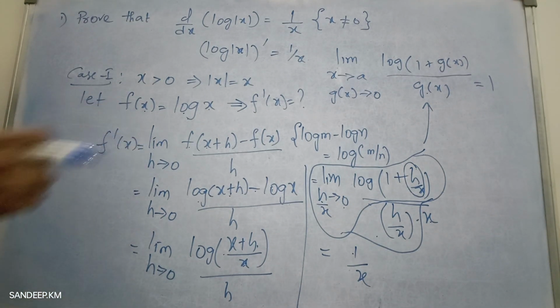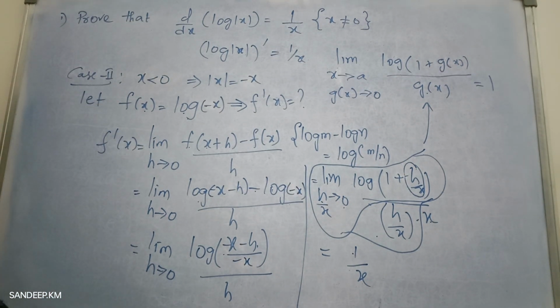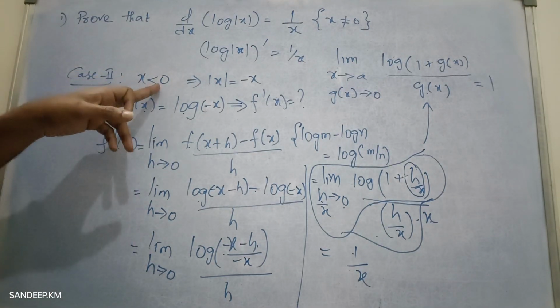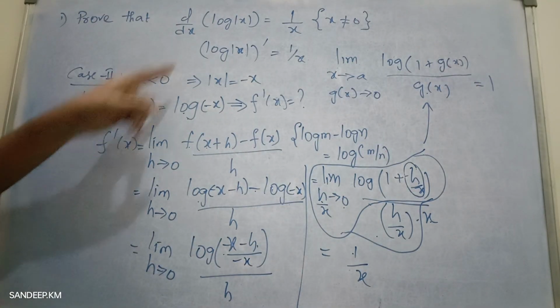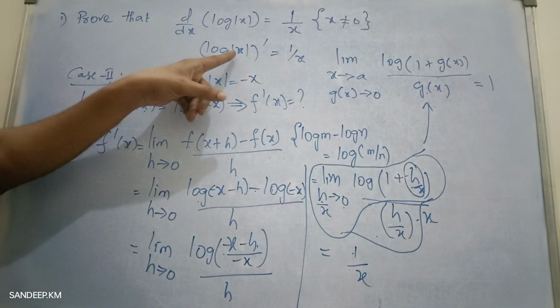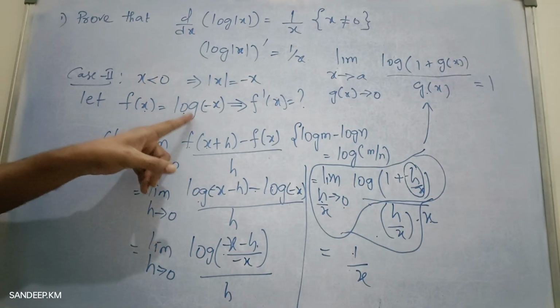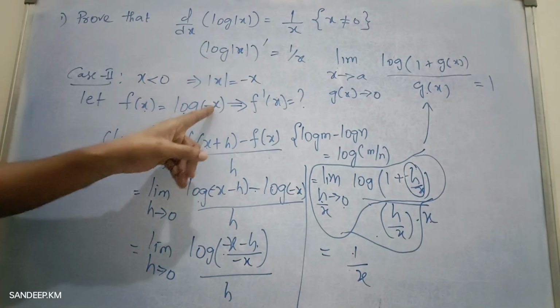Okay, anyhow, I'm explaining it here. So if you have done it, you can check the proof here. When x is negative, mod x is minus x, right? Then f of x becomes what? f of x is log mod x, right? So instead of log mod x, what I'm writing? Log of minus x, because mod x is minus x.